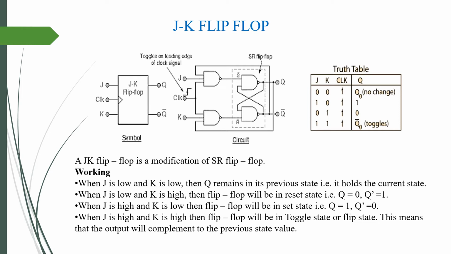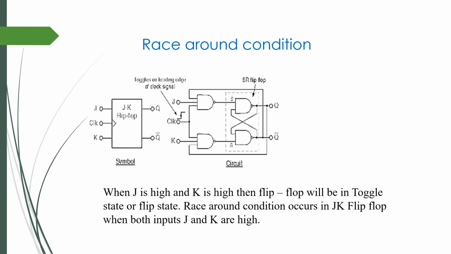In the truth table, you can see all 4 possible conditions of inputs and concerned output state. In JK flip-flop, race around condition arises due to feedback connections with RS flip-flop. Consider input conditions when J is equal to 1 and K is equal to 1. Consider Q is equal to 0.